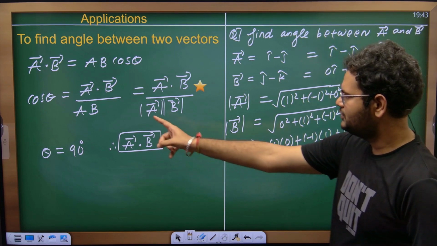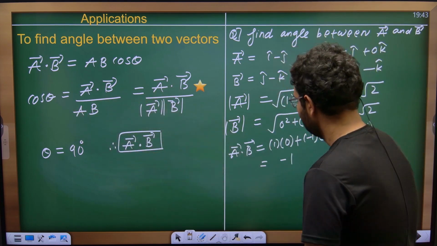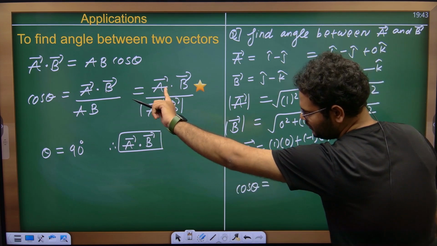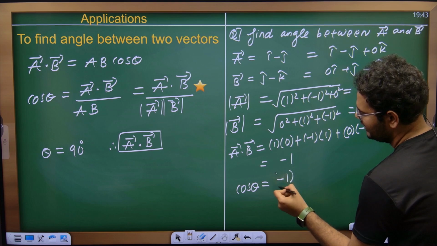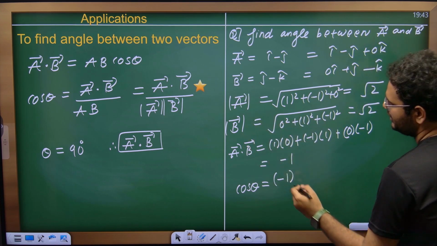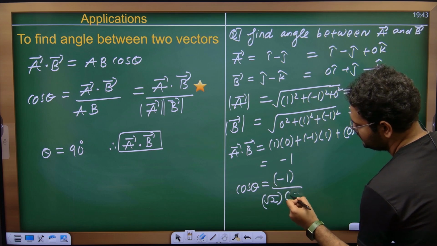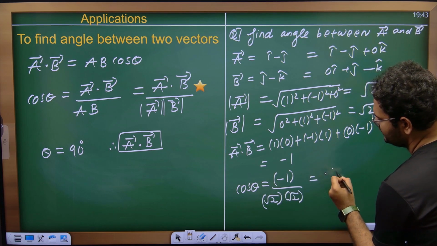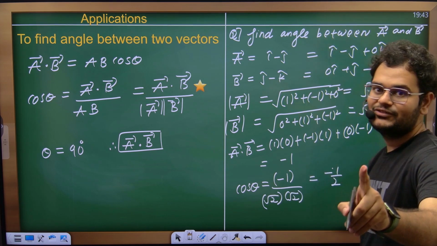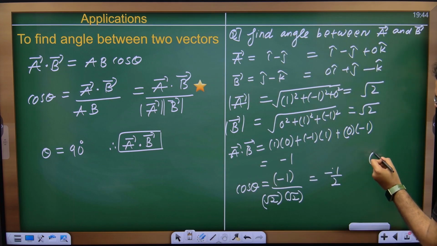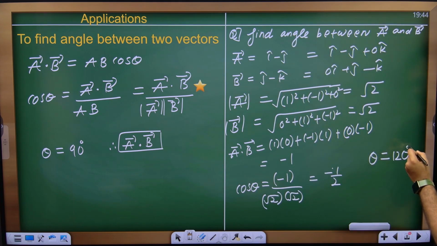Now you substitute everything in this formula, cos theta, okay? So cos theta is equal to A dot B upon magnitude of A and magnitude of B. A dot B is minus 1, just now we have calculated. Magnitude of A is root 2, and magnitude of B is 2. So it is minus half. If cos theta is minus half, then theta is equal to how much? 120 degrees. How intelligent you are. 120 degrees, sir.